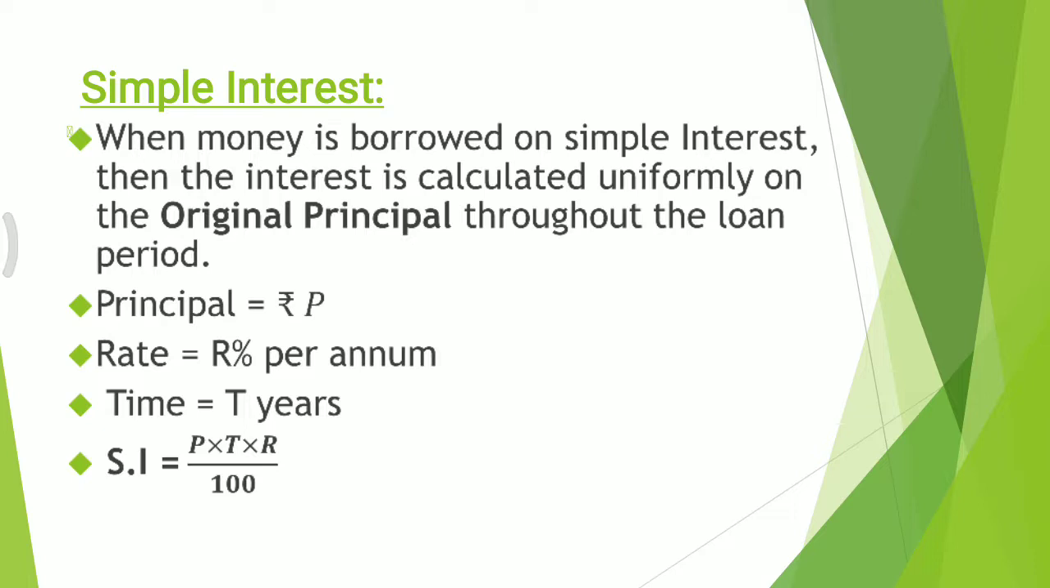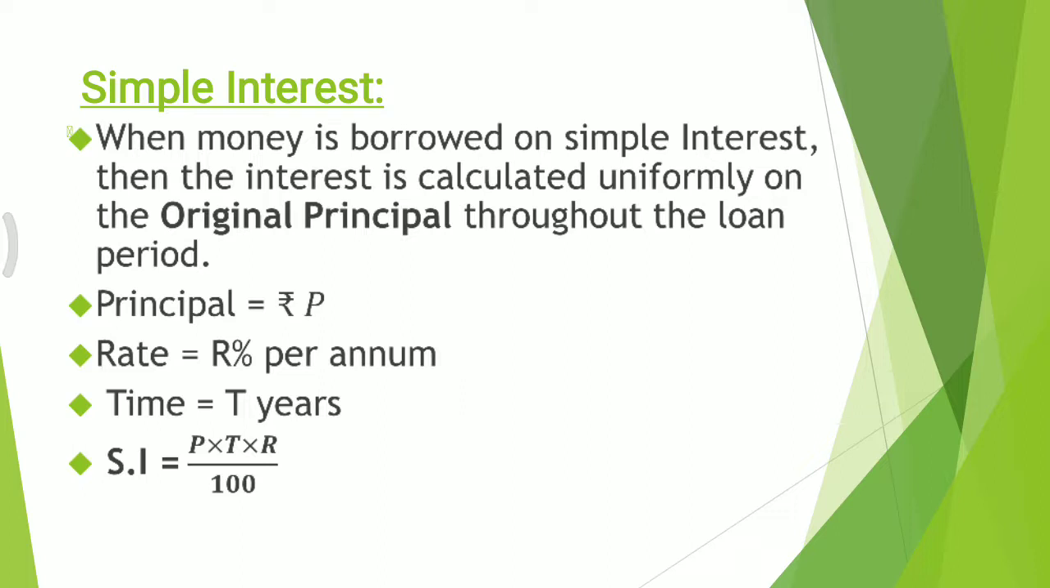We can see one example of simple interest. Before that, just recall what simple interest is. When money is borrowed on simple interest, then the interest is calculated uniformly on the original principal throughout the loan period. For example, student loans and car loans all come under simple interest.